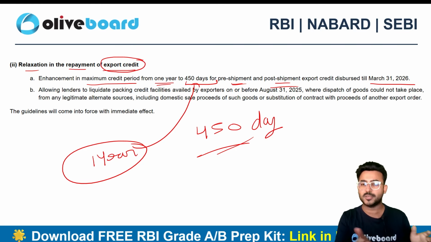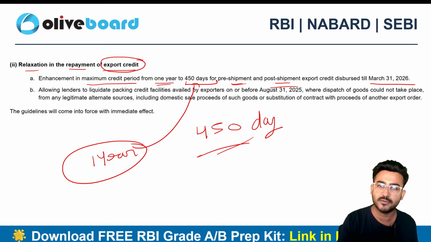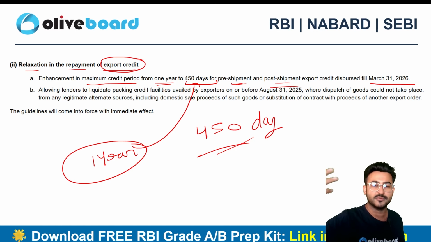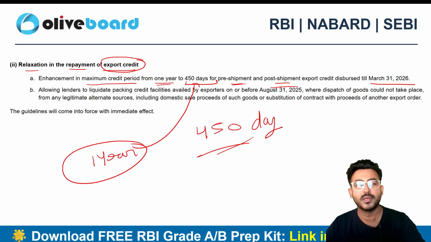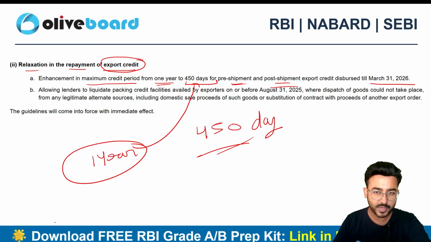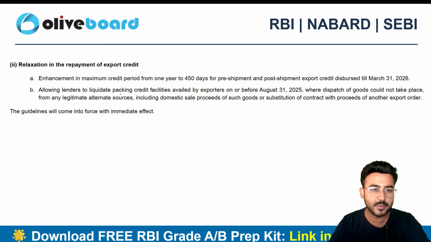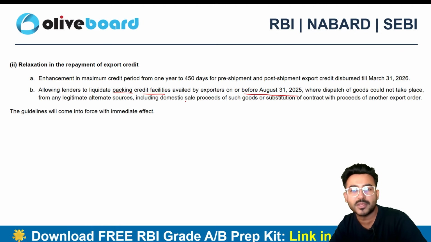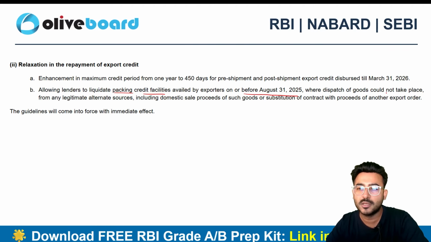प्री शिपमेंट मतलब अभी शिपमेंट हुआ नहीं है, आपके गुड्स एंड सर्विसेज अब डिलीवर होंगे, और पोस्ट शिपमेंट मतलब आपके गुड्स एंड सर्विसेज डिलीवर हो चुके हैं, बट आपकी पेमेंट आने बाकी है, आपके अमाउंट आना बाकी है, राइट? So again, allowing the lender to liquidate the packing credit facility availed by the exporter on or before 31st of August 2025, where the dispatch of the goods could not take place.